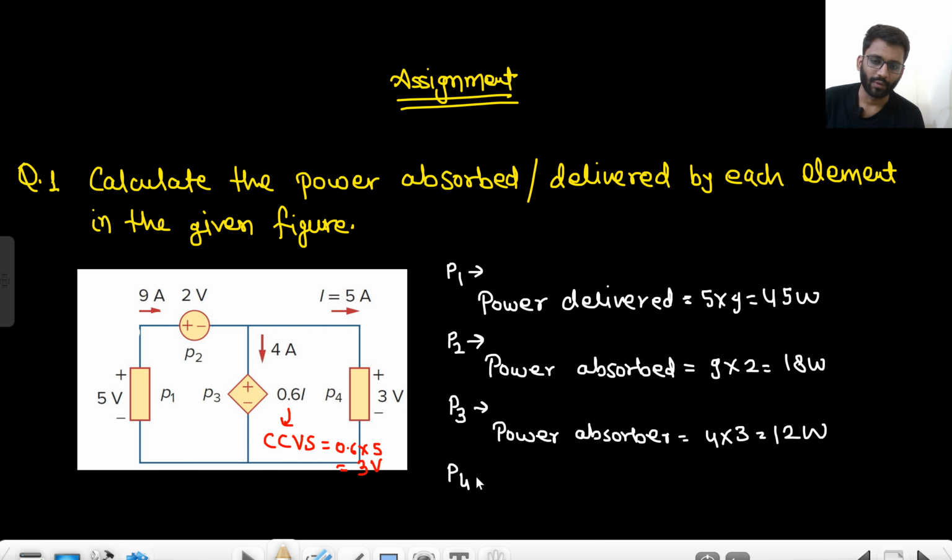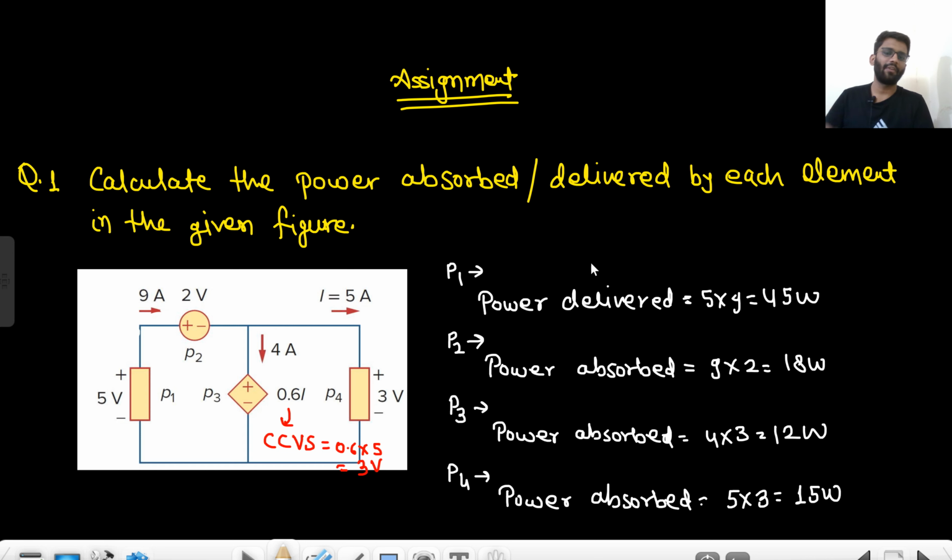Now P4, what is P4 doing? Power delivered or absorbed? The current is getting into the positive terminal. That means power absorbed. So 5 into 3, that means it is 15 watt.